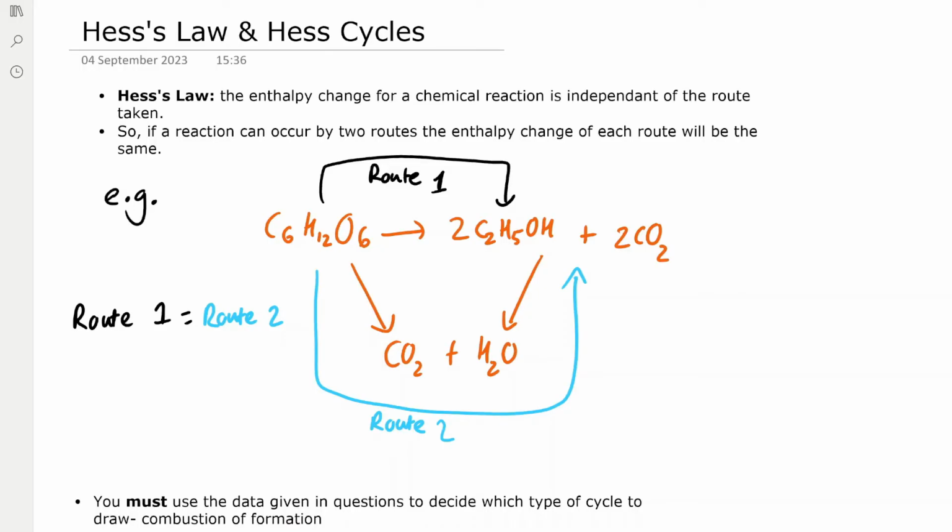Hess's law says that the enthalpy change for a chemical reaction is independent of the route taken. And this means that if a reaction can occur by 2 routes, the enthalpy change of each route will be the same. So for example, in respiration, glucose goes to ethanol and carbon dioxide, and this reaction can occur by the first route, which is the normal route, and another route, which is the combustion route. And you can see that in this diagram, route 1 is equal to route 2. And this is essentially what Hess's law means, that if a reaction can take place by more than one route, then each route will have the same enthalpy change value.